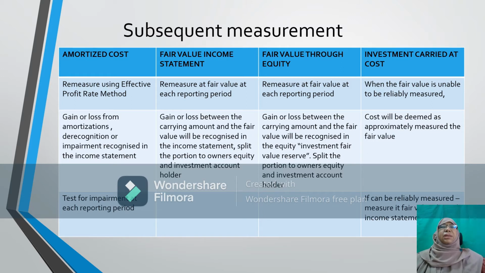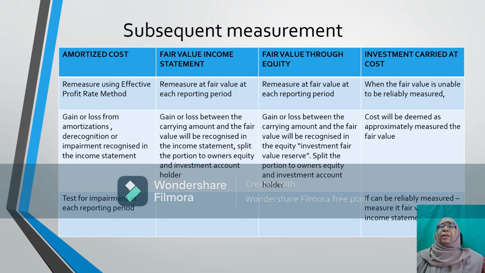If it is fair value through equity, then it will be based on fair value equity. For amortized cost, the remeasurement will be done using the effective profit rate method, and the gain and loss will be recognized in the income statement. At each financial reporting period, the investment needs to be tested. Investment at fair value income statement will be remeasured at fair value at each reporting period. Gain or loss between carrying amount and the fair value will be recognized in the income statement. For fair value through equity, remeasure at fair value. Gain and loss will be recognized in the equity into an account known as investment fair value reserve.